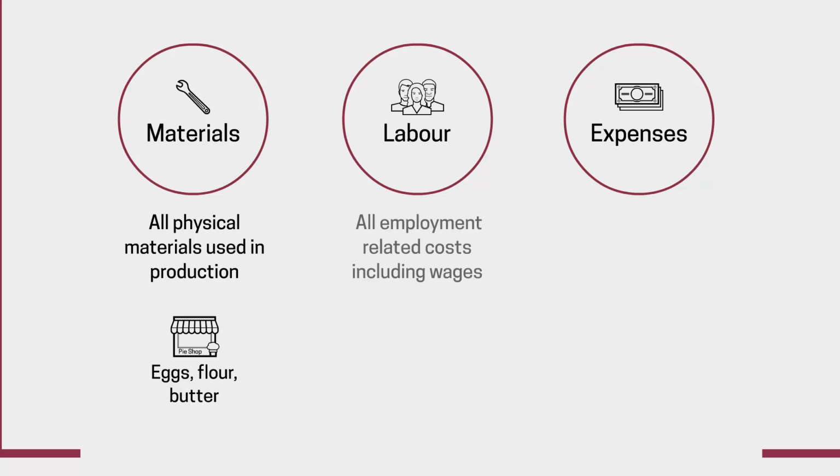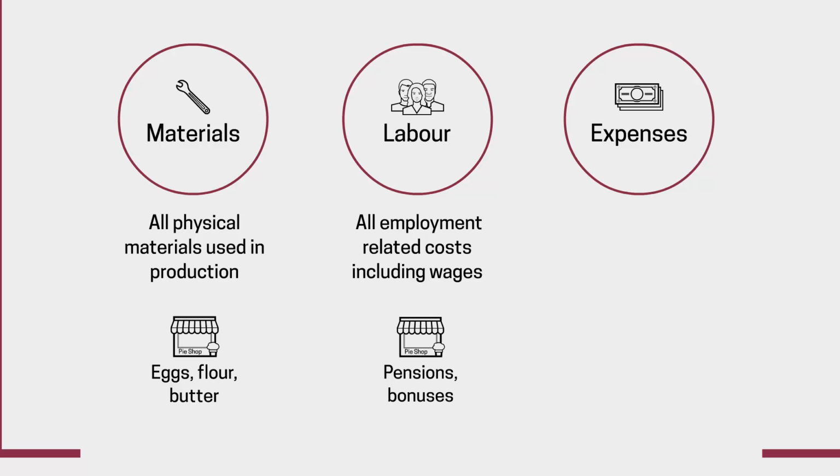For labor, it would be anything to do with employment-related costs. Obviously, the most obvious one is wages, but it could also be additional things, such as pensions and bonuses relating to staff that work within the pie shop.